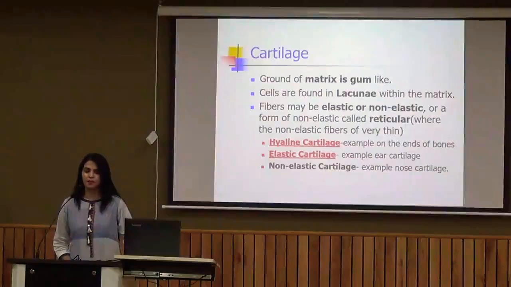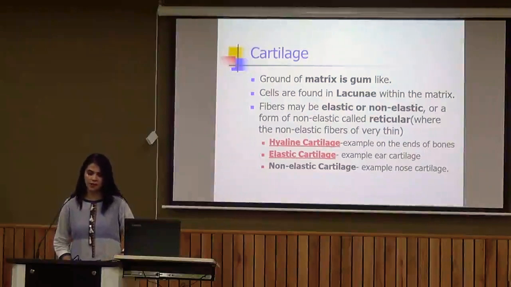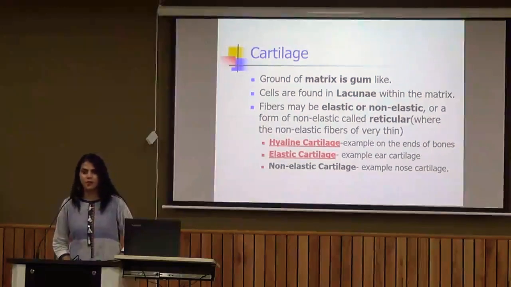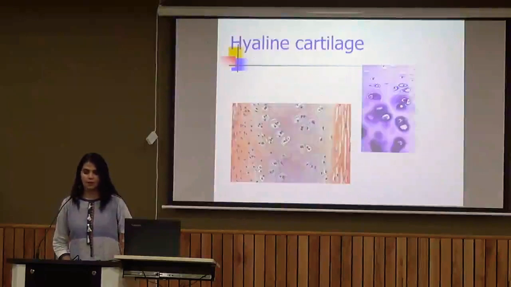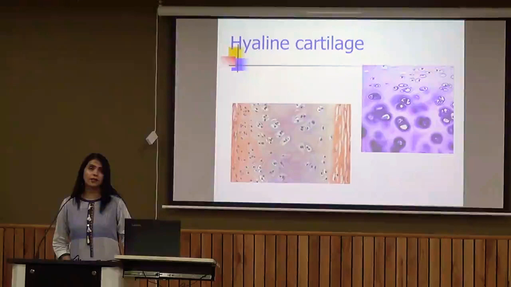Now the next is cartilage tissue. The ground or matrix is gum-like. The cells are found in lacunae within the matrix. Fibers may be elastic or non-elastic, or a form of non-elastic called reticular. We have two types of cartilage, hyaline cartilage and elastic cartilage. Hyaline cartilage is present on the ends of the bones, and elastic cartilage, for example, is the pinna of the ear. Non-elastic cartilage, for example, is the cartilage present in the nose. Now these are the diagrams of hyaline cartilage.